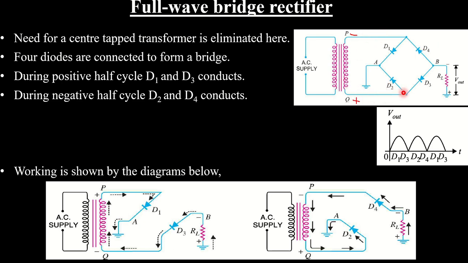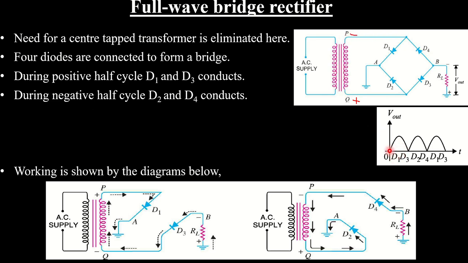Here it is positive, so current will flow in this direction, and it is flowing through D2 since it is forward biased. After reaching the point, it flows through the load resistance again and reaches the point B, and then it flows through D4, and so it completes.